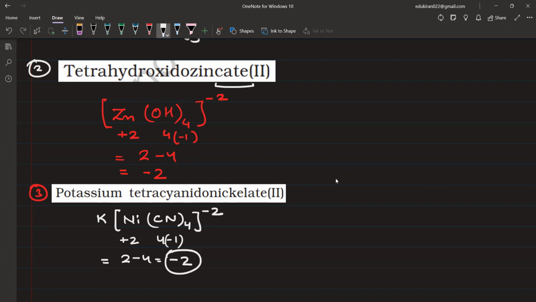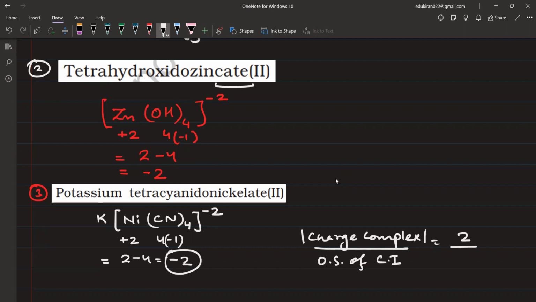Okay, so whatever the charge on complex divided by oxidation state of counter ion, you can write this also. Charge on complex is equal to what? 2. Do it like this. Divided by oxidation state of central atom is what? 1, equal to 2. So K2 will come here. Is it clear? Yes or no? Please tell me, guys. Is it understandable or not? Yes, sir.